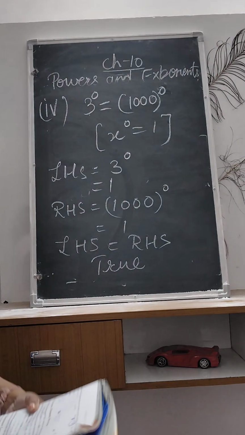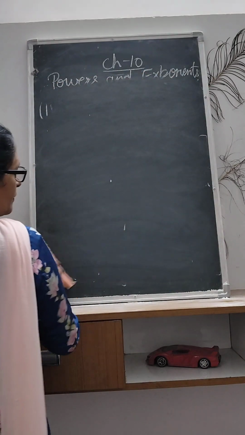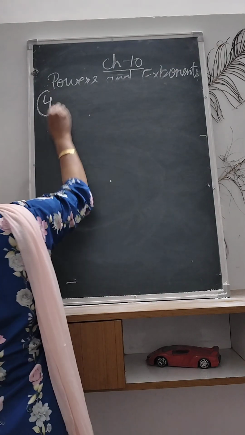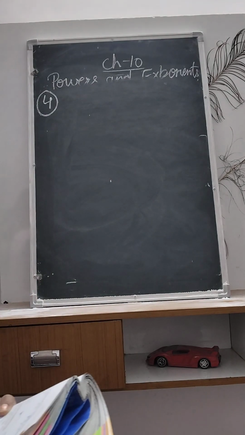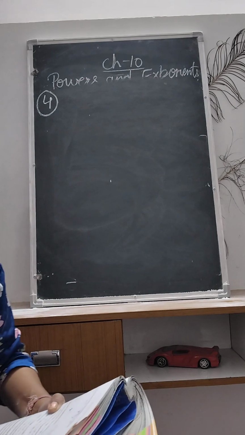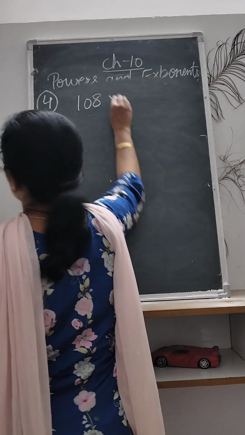Now students, the fourth question, it would be difficult for me to do each one because the video will become too long. So question 4, express each of the following as a product of prime factors in exponential form. So in the end we have to write the answer in exponential form.